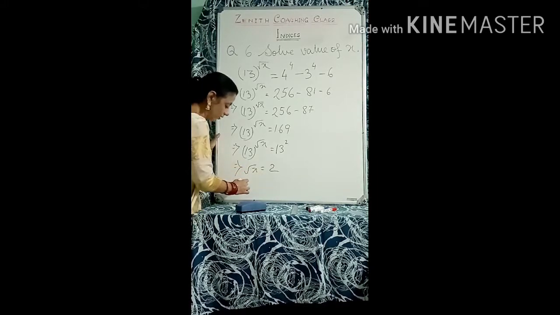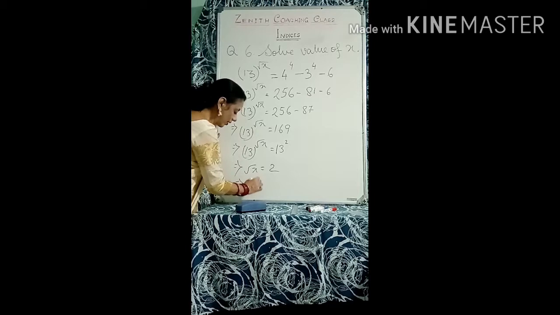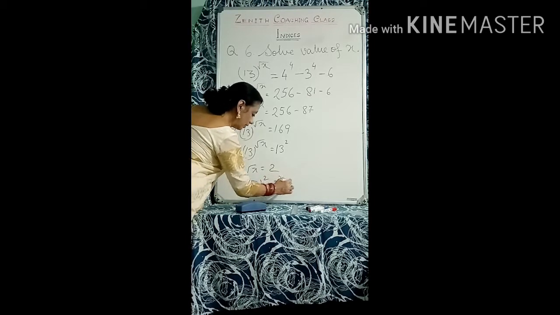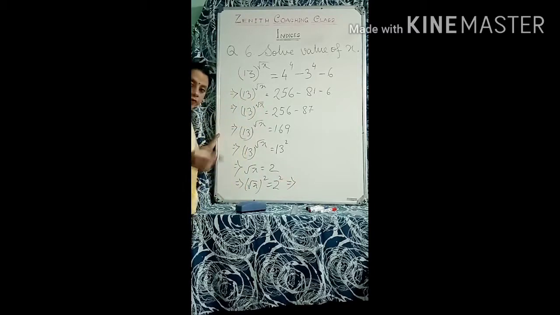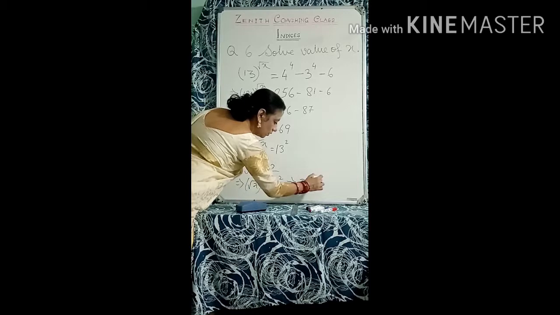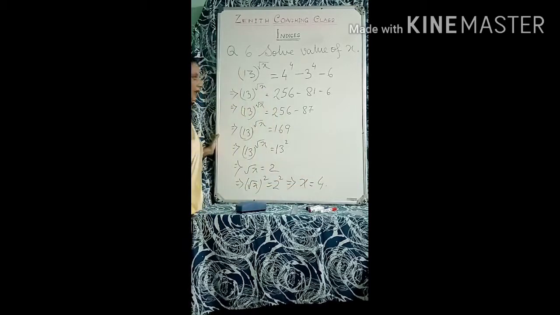Okay. Then you have to find out the value of x, not of root x. So both sides squaring. Root x square equals to 2 square. Okay. Then root x square, that is root x multiplied by root x, that is x. So x equals to 4. That is the value of x.